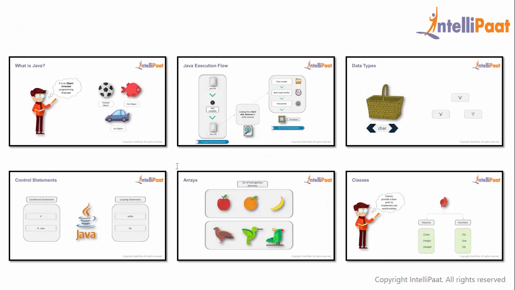So let's have a brief recap of what we went through. We started off by understanding what exactly is Java, and then we looked at the execution flow in Java. Then we looked at some data types and variables and implemented them in Java, following which we looked at the necessity of control statements and again had a practical demo for control statements. Finally, we looked at the concept of arrays and classes and implemented both of them in Java.